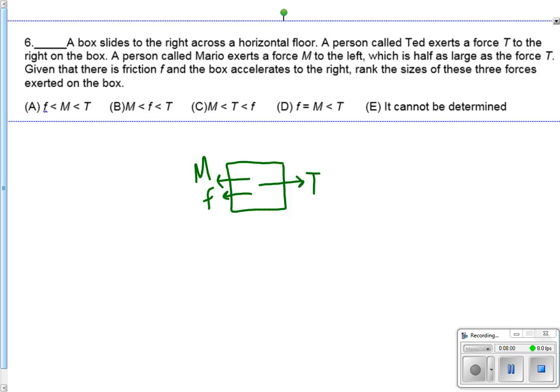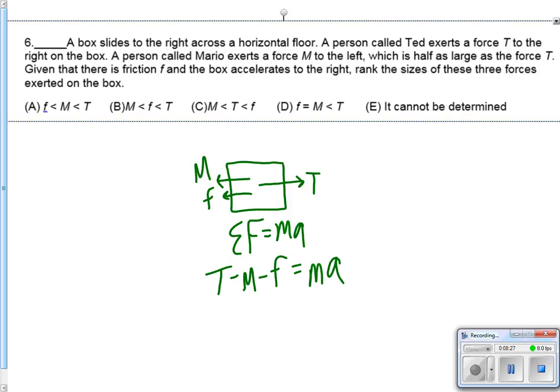So we can write an equation first. Sum of the forces equals mass times acceleration. So T positive minus M, which is negative, minus f, which is negative, equals ma. And again, that M is not Mario, that's the mass times acceleration.